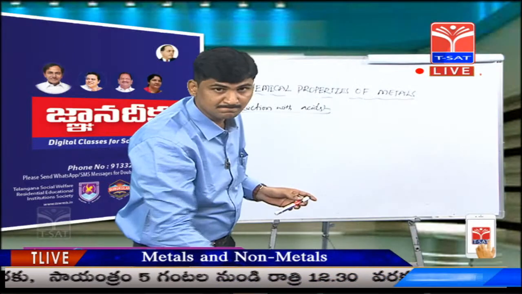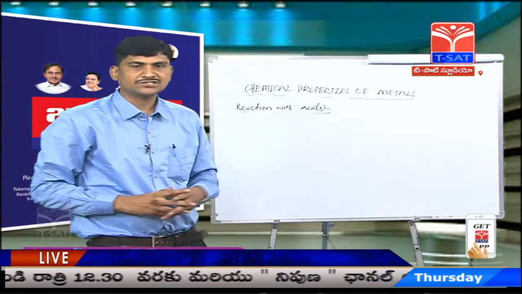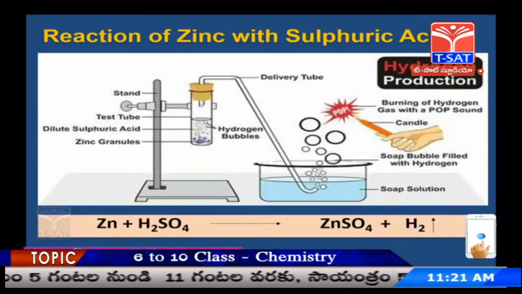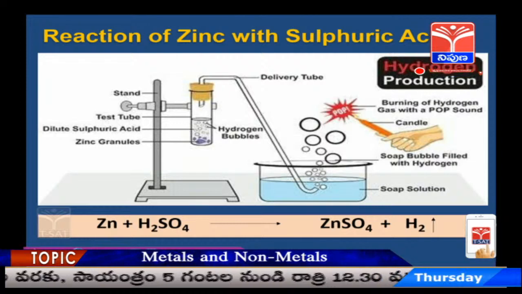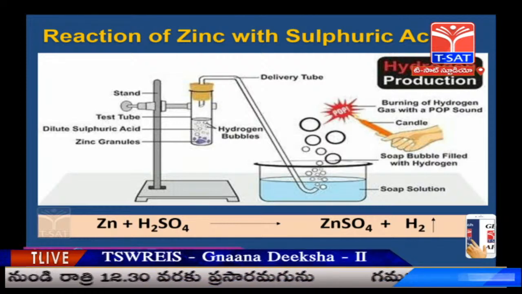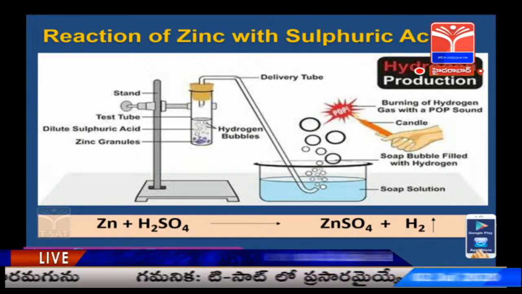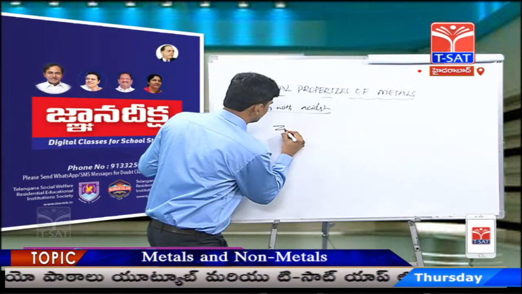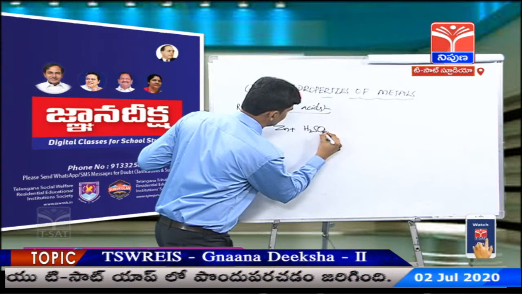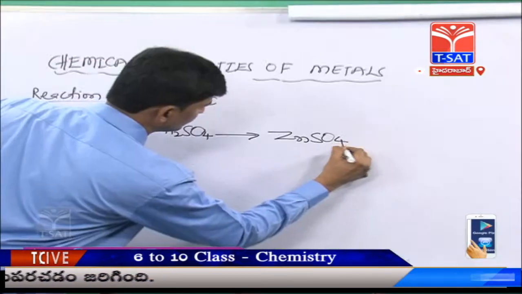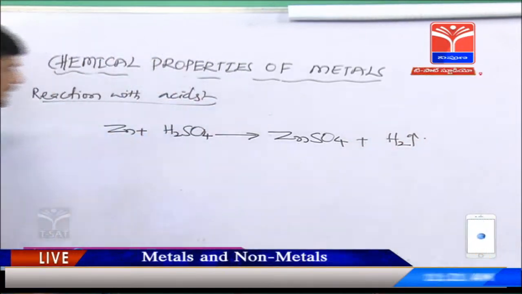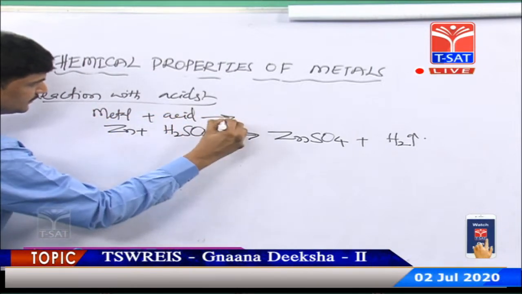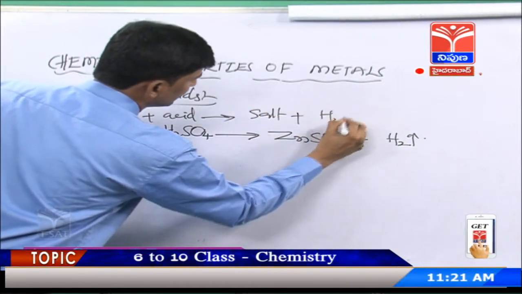Okay children. You can see here some arrangement: a retort stand and a test tube with a single-hole rubber cork, through which a delivery tube is passed into the soap solution. In the test tube, before closing it with the cork, we added some zinc granules and dilute sulfuric acid. By this reaction some gas is released. Let us see what gas is released. In this way, children, whenever a metal reacts with an acid, it gives salt and hydrogen gas.